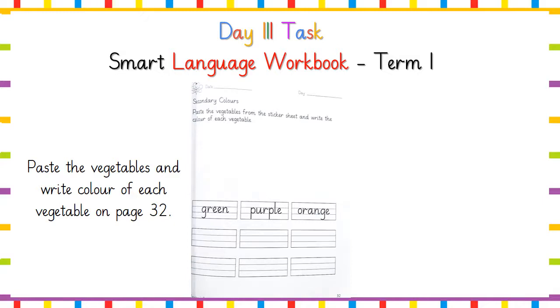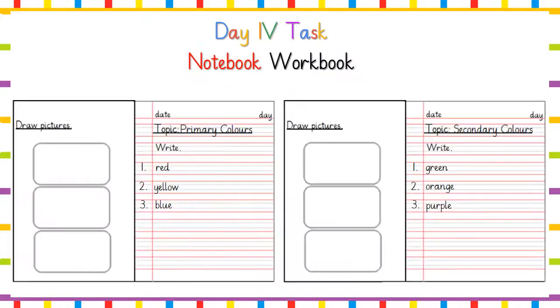This is your day 3 task. This task should be done in your Smart Language workbook. On page 32, you need to paste the vegetables and write the color of each vegetable. The stickers of vegetables are at the last page of the workbook.